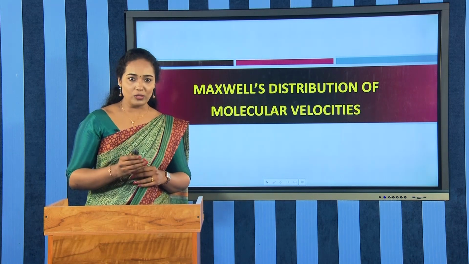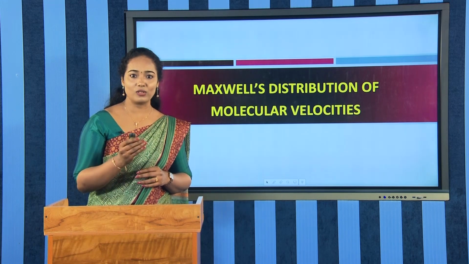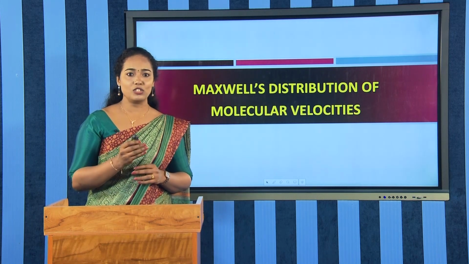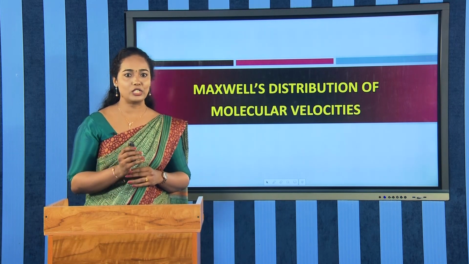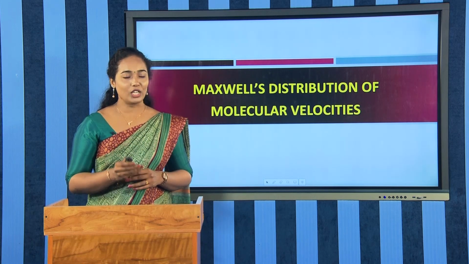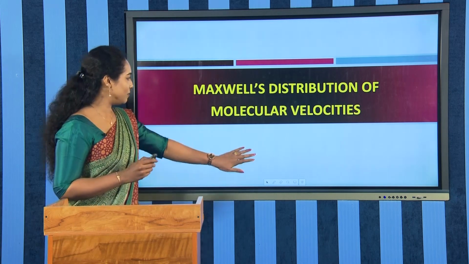A change in velocity means a change in energy. So, this also means that the collisions cause an interchange of energy between molecules. The total energy of the system may remain constant, but the energy of the individual molecule will be continuously changing. Thus, all molecules present in a given sample of a gas do not possess the same speed.